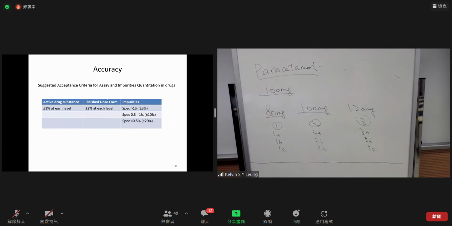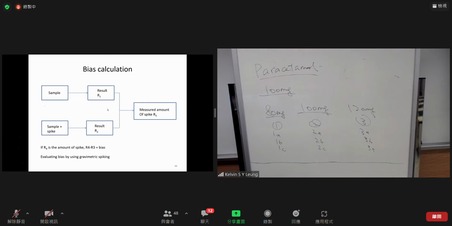And this is some of the suggested acceptance criteria in quantitations of the impurities and the assays in the drugs. Okay, this is just some of the ideas. So you have to fall into what's the guidelines suggested. And this is some to remind you to consider the bias, okay, when you perform the validation, okay.